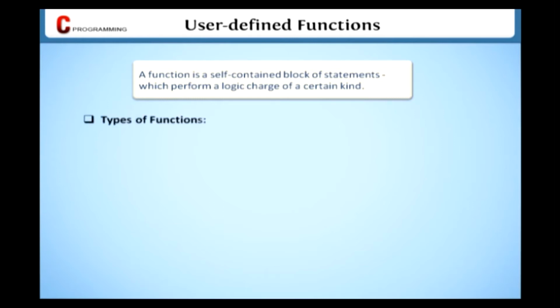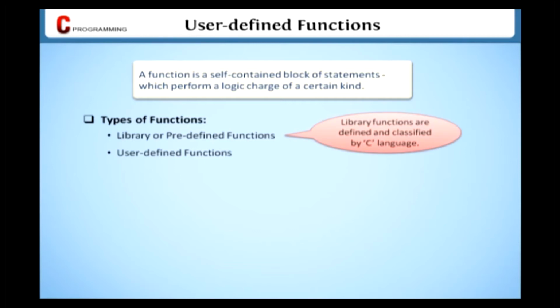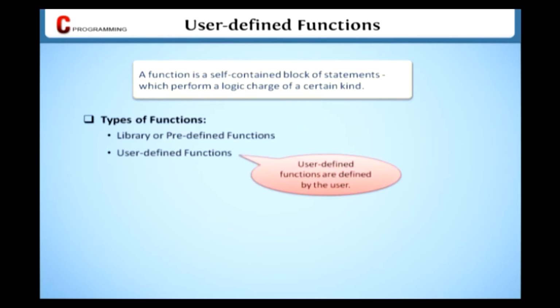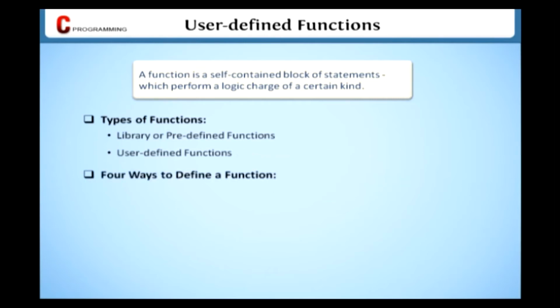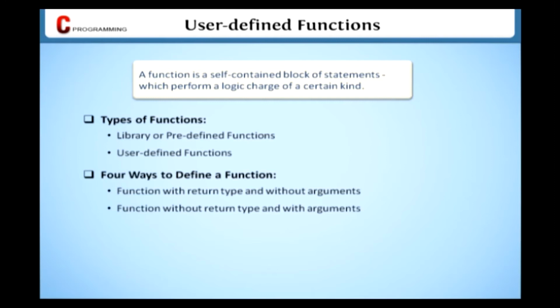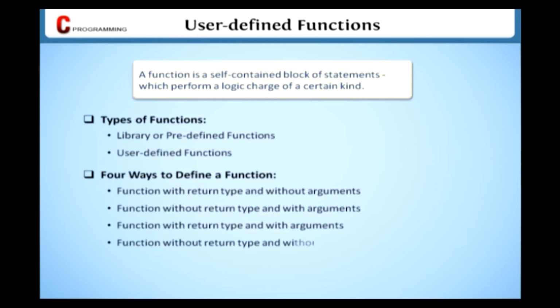In C language, there are two types of functions. They are library or predefined functions, and user-defined functions. The library functions are established and classified by C language based on the goal. We already discussed the functions of string manipulation, which were established by C language, whereas user-defined functions are defined by the user. We can define a function in four ways: function with return type and without arguments, function without return type and with arguments, function with return type and with arguments, and function without return type and without arguments.